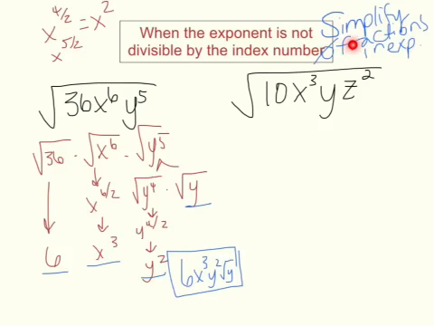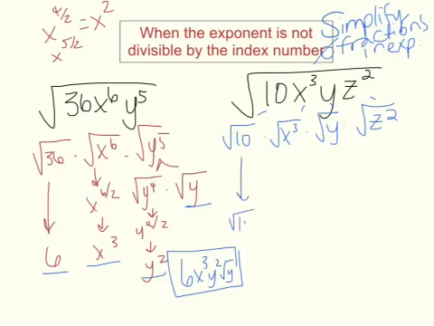Break it all up. So I've got the square root of 10 times the square root of x cubed times the square root of y times the square root of z squared. All I did was break these up in their own radicals so they can be simplified by themselves. Square root of 10 is not going to do anything, right? There's no other way to simplify it, so I'm going to leave it there.